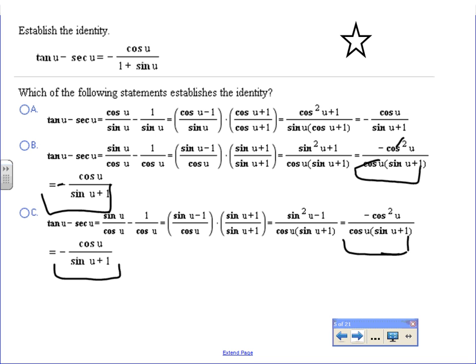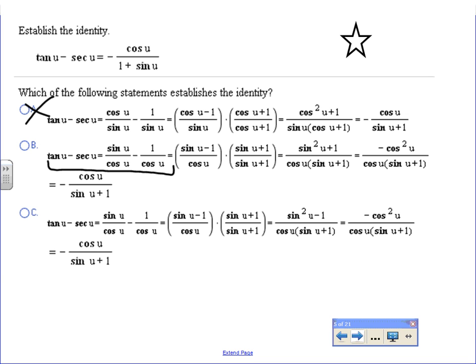Now, choice D was a lot like choice A in the fact that the last step didn't make any sense. Now, so we've narrowed it down here to B or C. Now, let's look at the first step in B and C. And so one of these is not going to make sense here. All right, so in my first step in choice B, kind of take what they're doing here. They're writing tangent of u as sine of u over cosine of u, and they're writing secant as 1 over cosine. Well, that's valid. Tangent is sine over cosine, and secant is 1 over cosine.